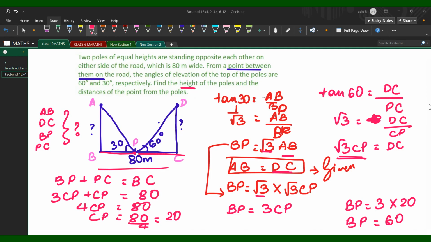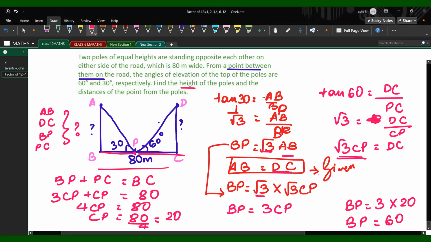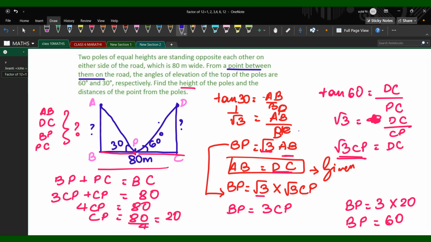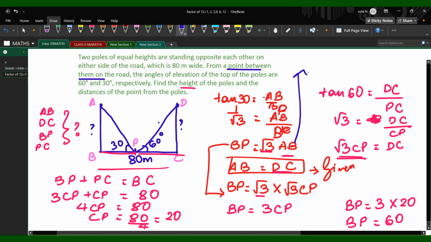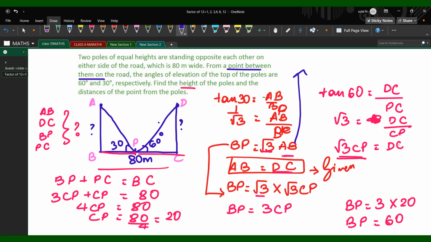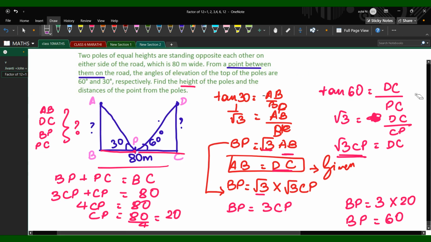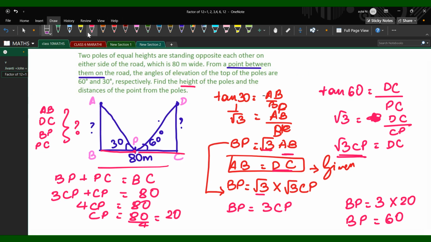Now we got the base. Now it's time to find the height. What we will do is substitute the value. Not needed in this one. We will substitute in something else, wherein we have the height. DC is the height. AB is also the height. No, we will substitute in this.